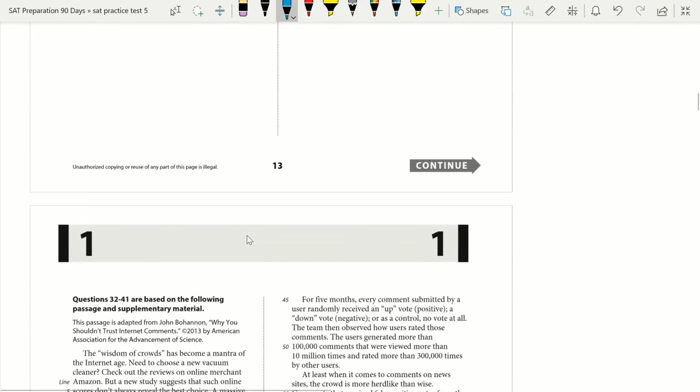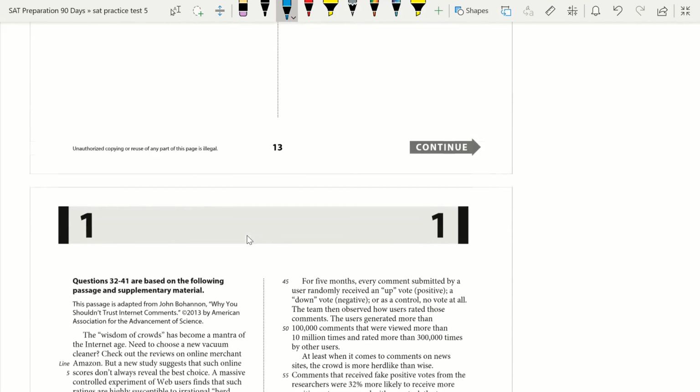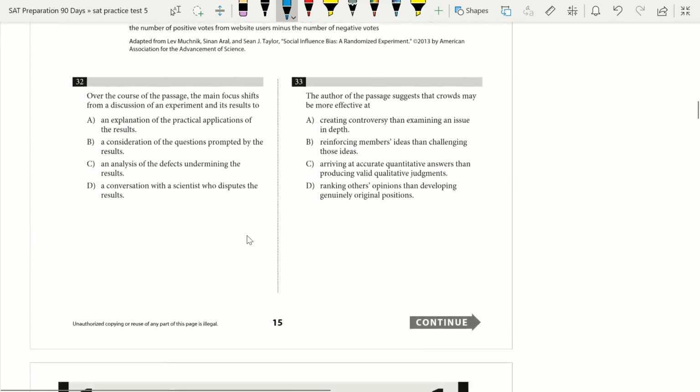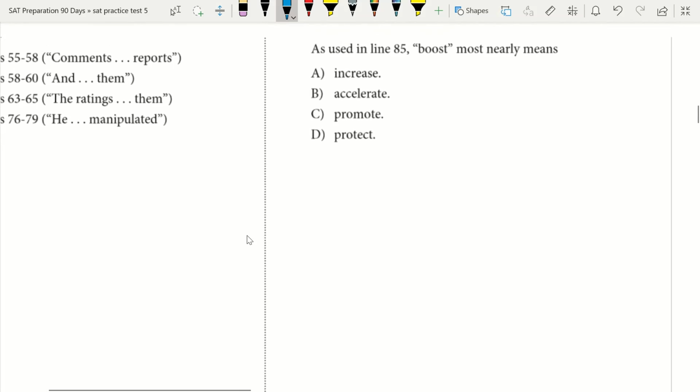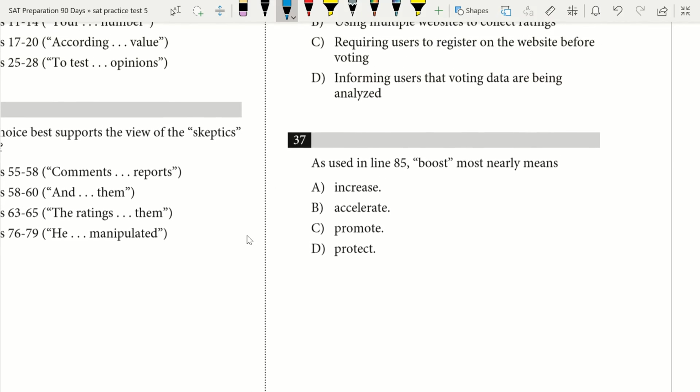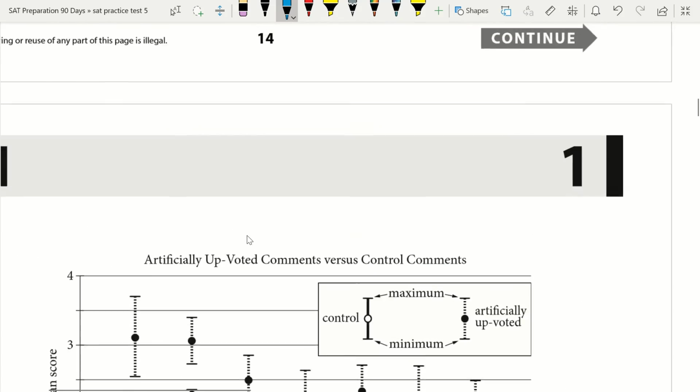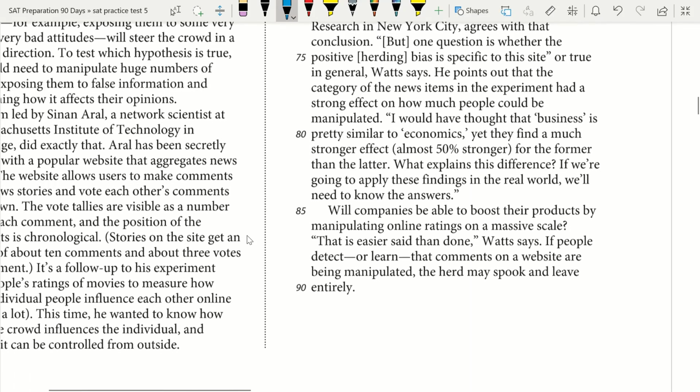All right, so I got one more example of this for you. This is going to be with question 37. So let's go find question 37. Okay, we've got as used in line 85, boost most nearly means what? So let's go ahead and go up to line 85. We'll find boost, and we'll come up with what it most nearly means before reading our answer choices. So we have, will companies be able to boost their products by manipulating online ratings on a massive scale?